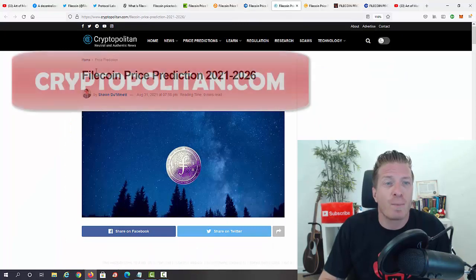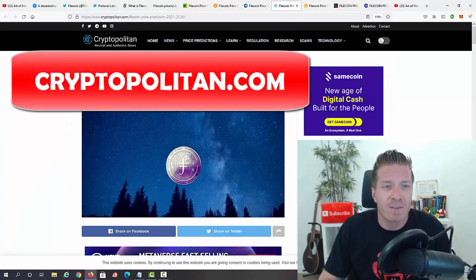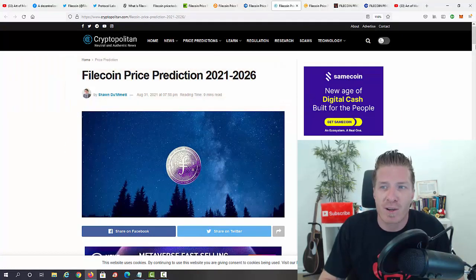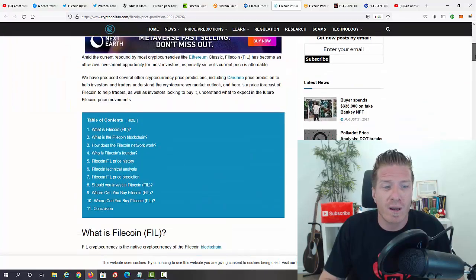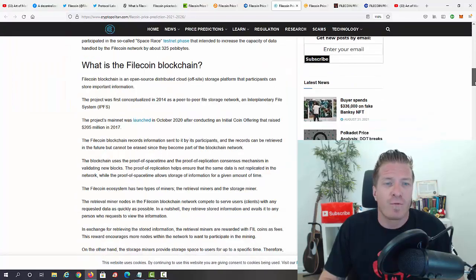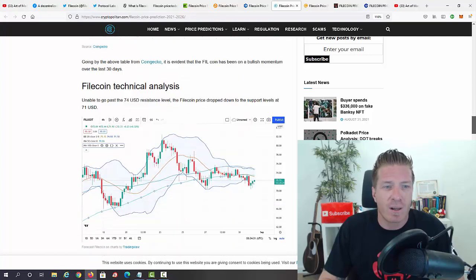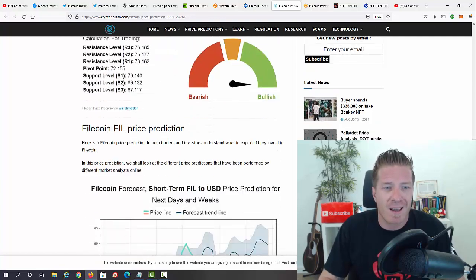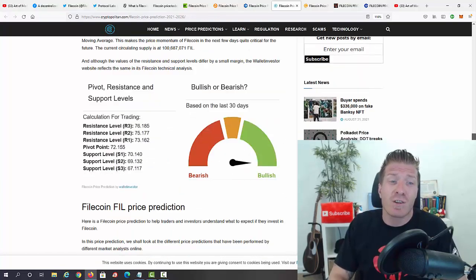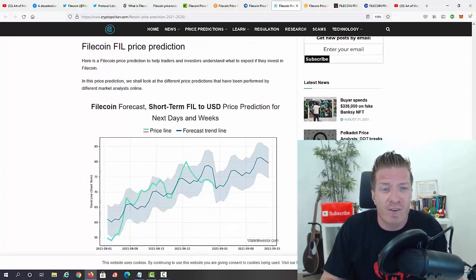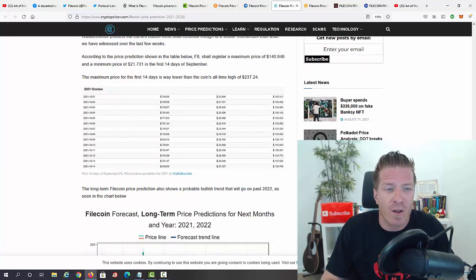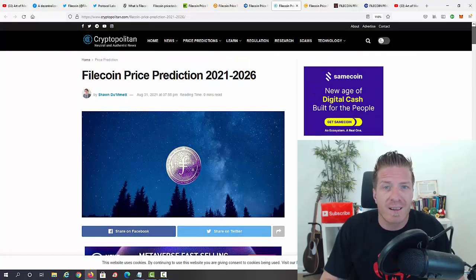Let's go to the next one, cryptopolitan.com. As you can see, this is their Filecoin price prediction 2021 and 2026. So again, they have a full article right here. Let's go directly to the prediction. Let's skip the technical analysis. So they actually only have the short-term price prediction. So that's for the end of 2021. As you can see, they say it can reach $237. That's the maximum. Okay, so this is cryptopolitan.com.